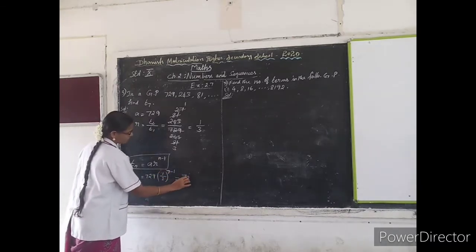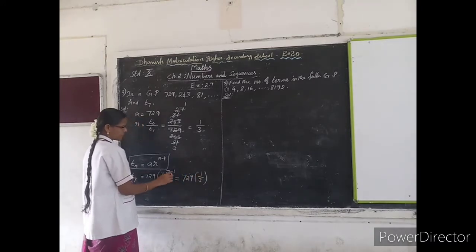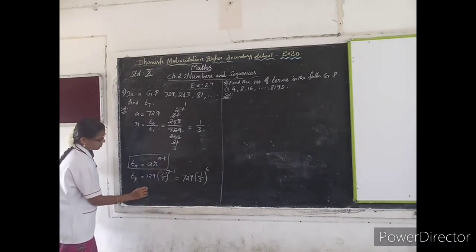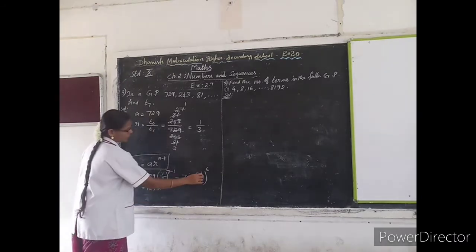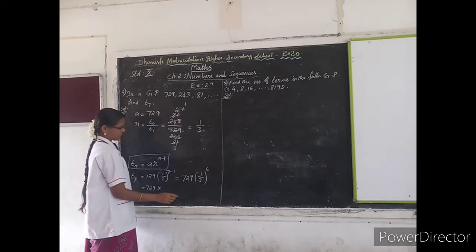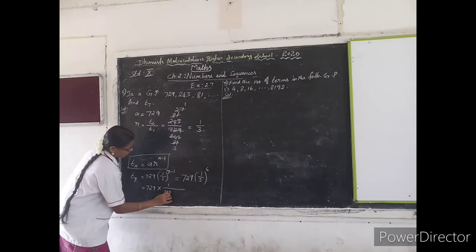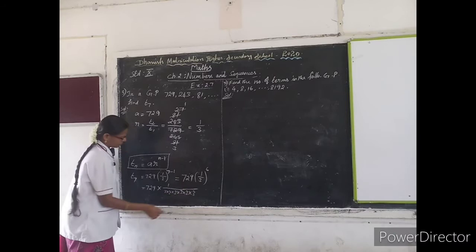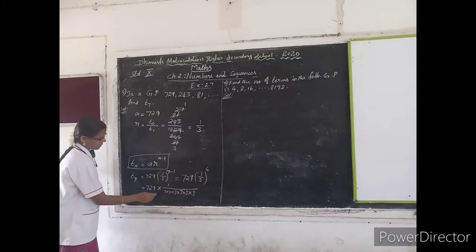So 729 into 1 by 3 whole power 7 minus 1 is 6. So 729 into 1 by 3 power 6. So what is the value of 3 power 6? 1 by 3 into 3 into 3 into 3 into 3 into 3. 3 power 6 means you should write it like this. Now cancel.